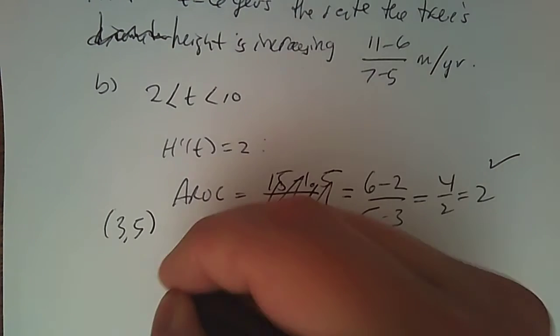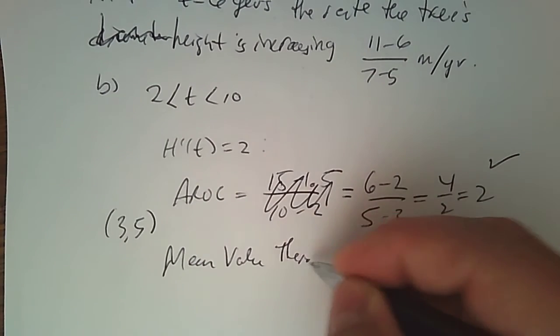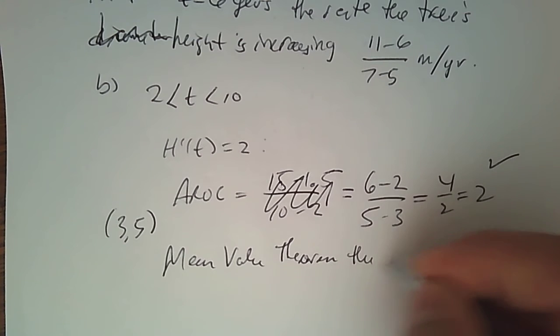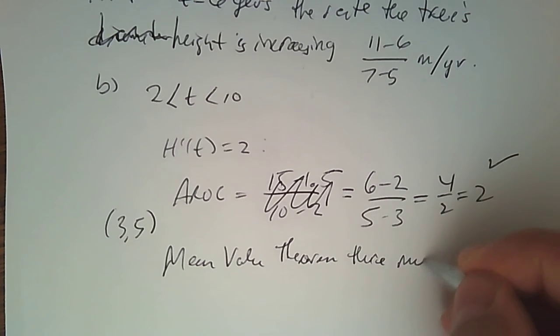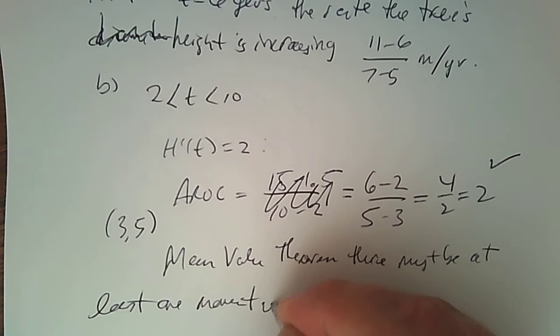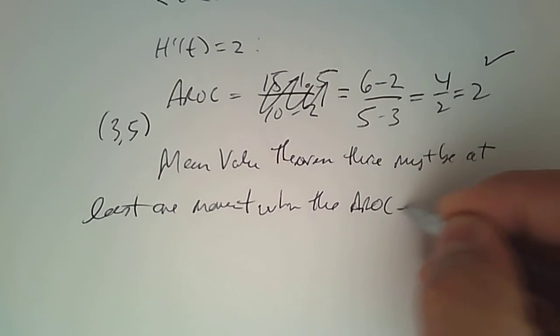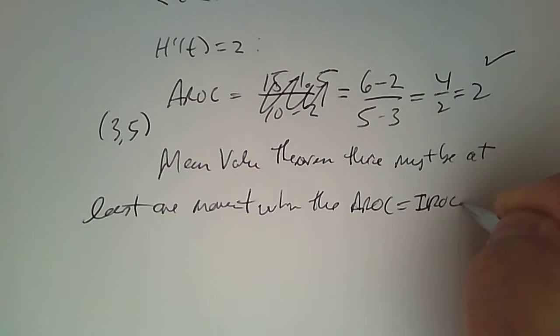So this is called the mean value theorem. That there must be at least one moment when the average rate of change equals the instantaneous rate of change.